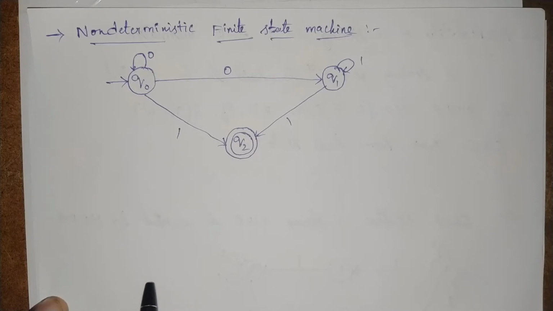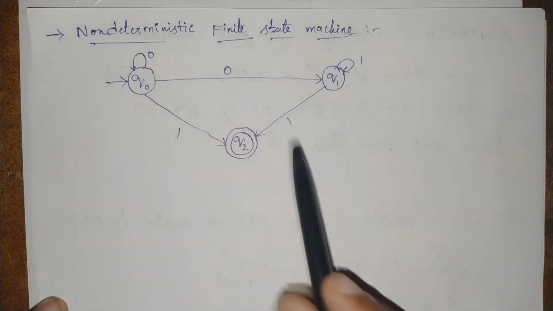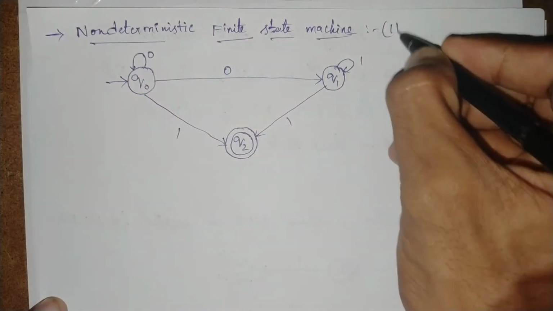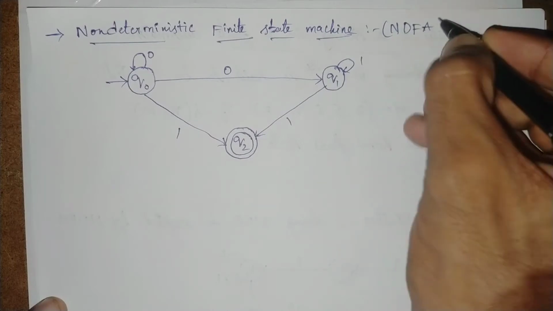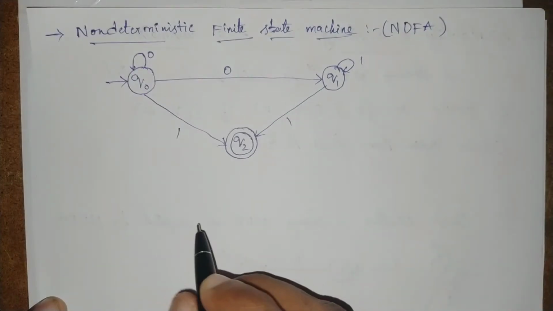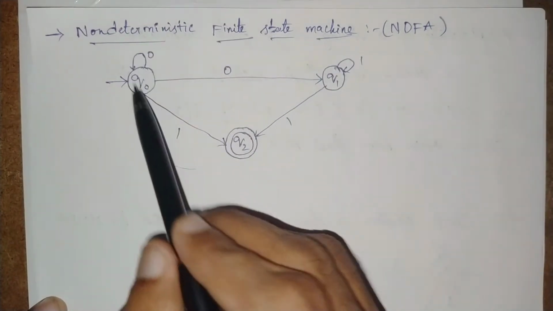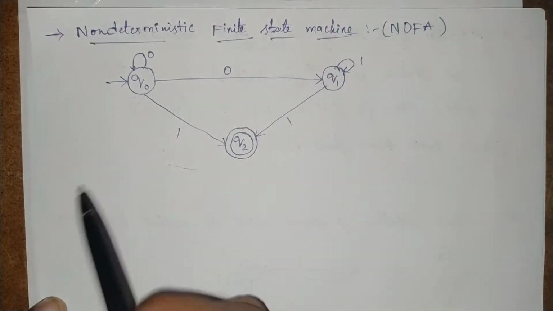Non-deterministic finite automaton. So this can be written as NDFA. Here this is the transition diagram for the NDFA.